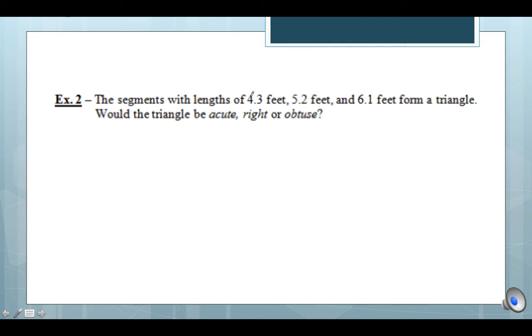But we know that this is a triangle with these three side lengths. The only thing we don't know is anything about the angles. So we don't know whether or not we have a right angle or not. So we're going to use the Pythagorean theorem to determine that. Again, like always, we write the theorem or formula that we're using. And we're going to see if a squared plus b squared is equal to c squared.